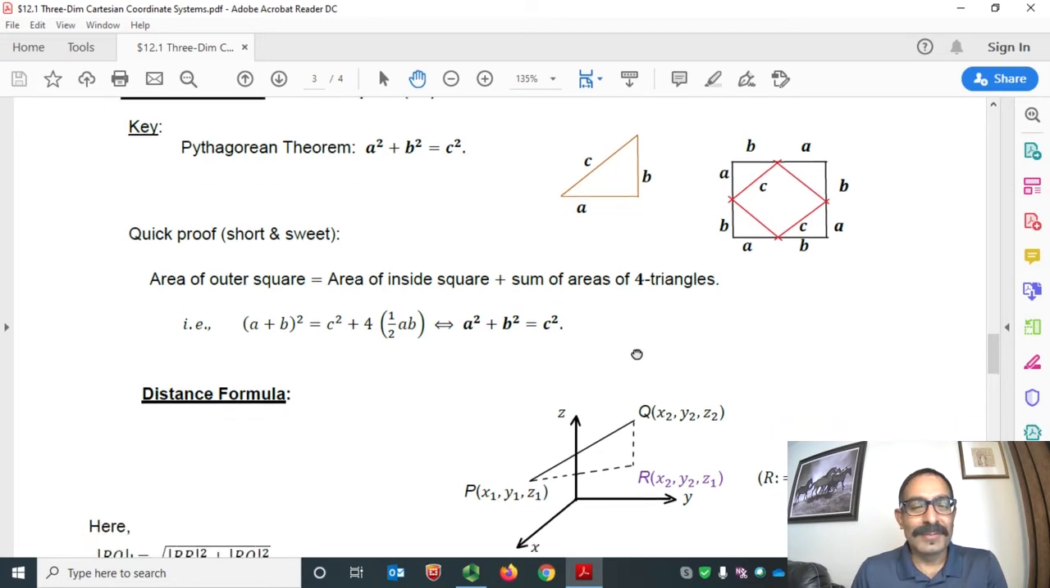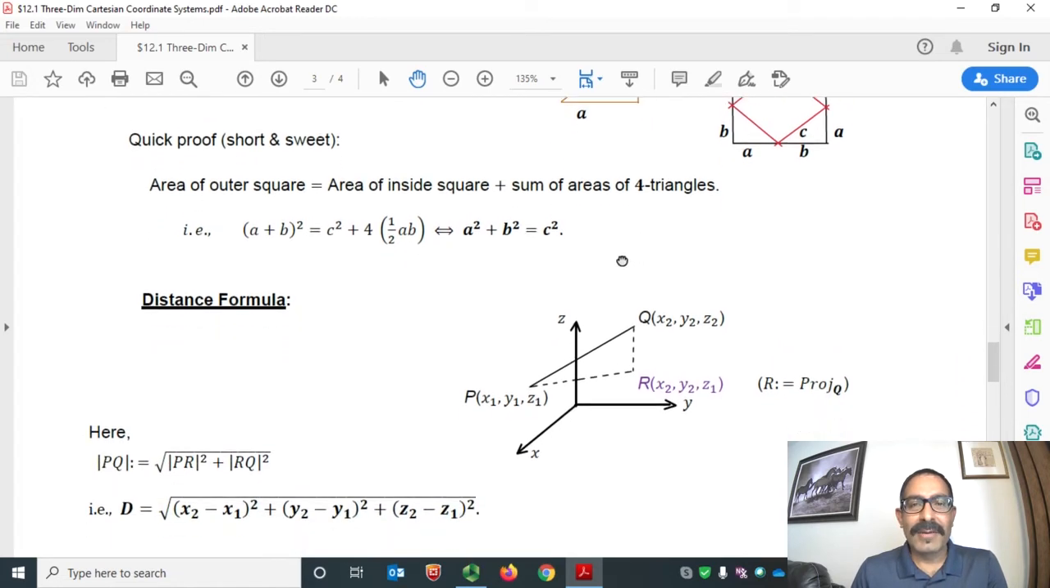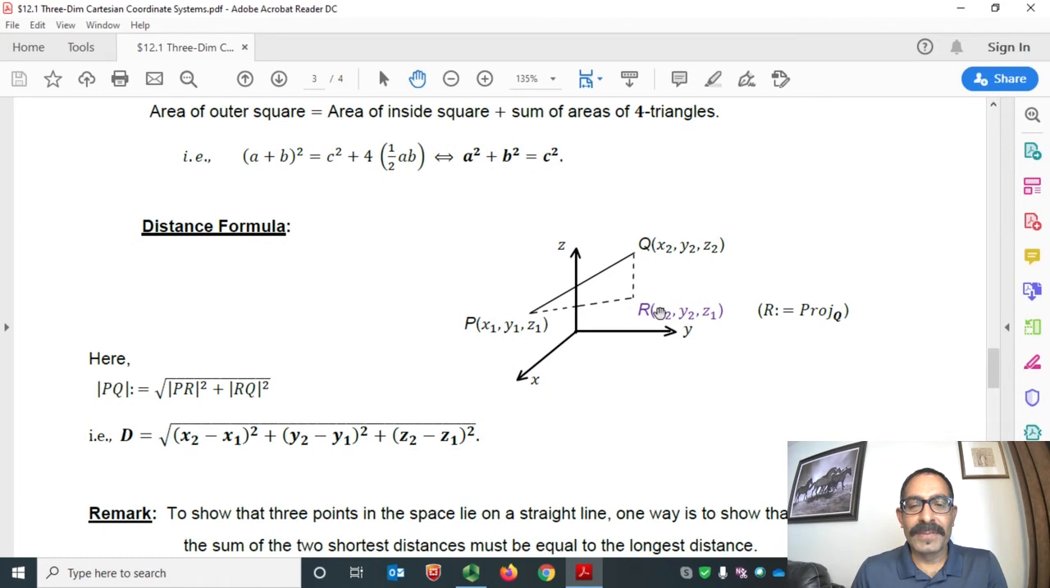So let's move on. Then let's talk about finding the distance between 2 points in space. So pick a point P with coordinates x1, y1, z1 and Q with coordinates x2, y2, z2 in R3.